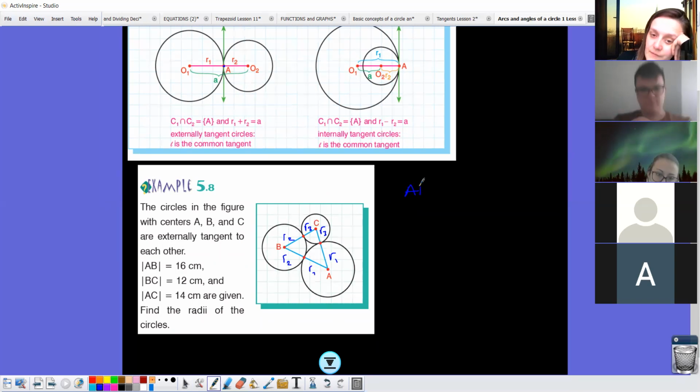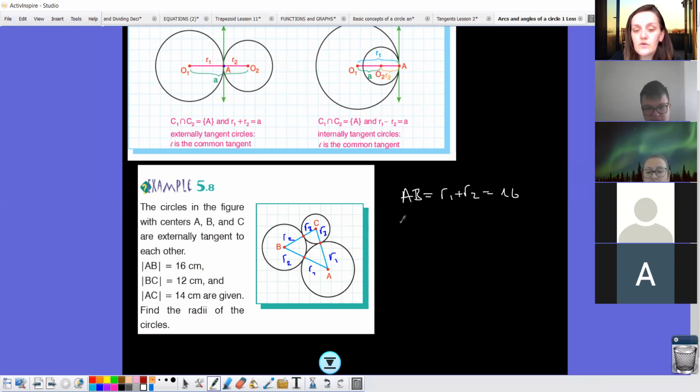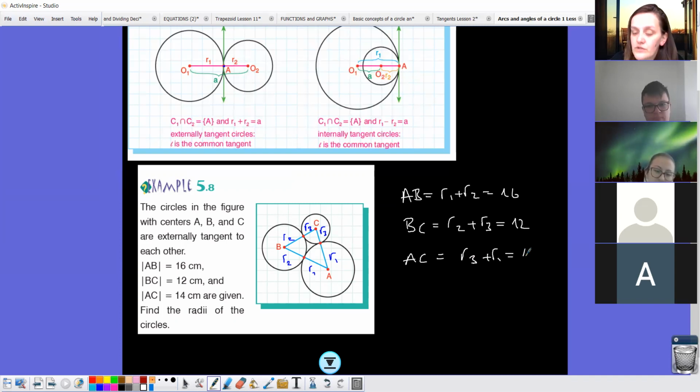AB is equal to R1 plus R2, which is 16. BC is R2 plus R3, which is 12. And AC is R3 plus R1, which is 14.